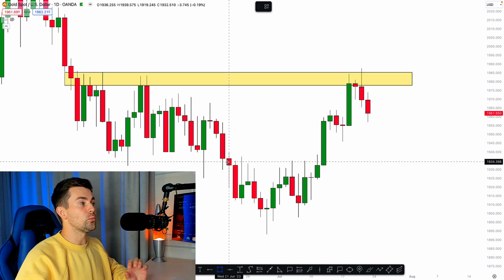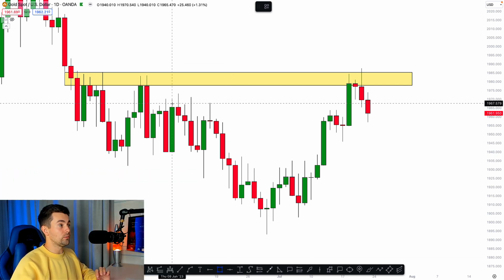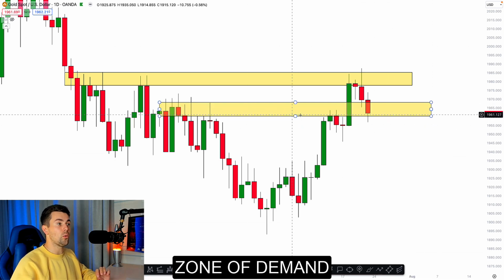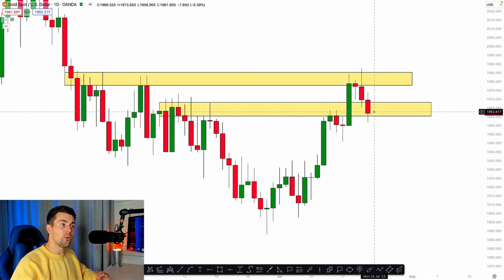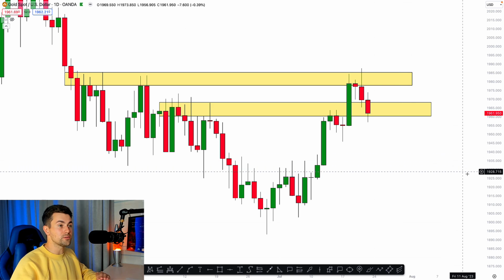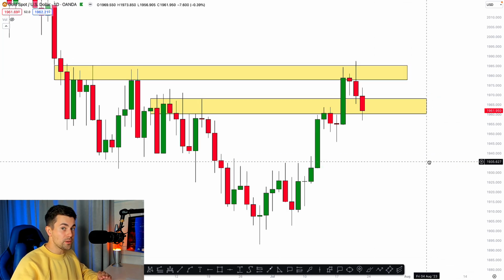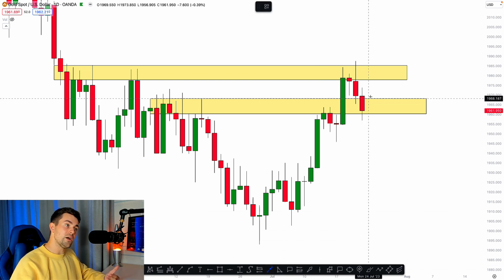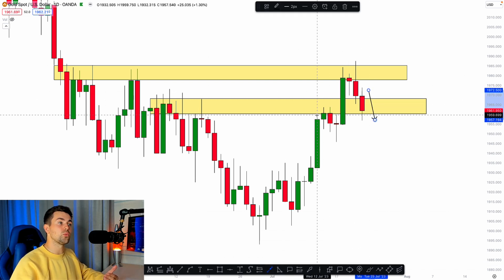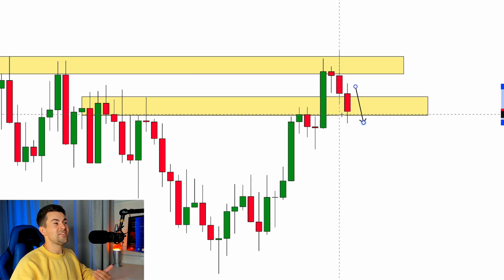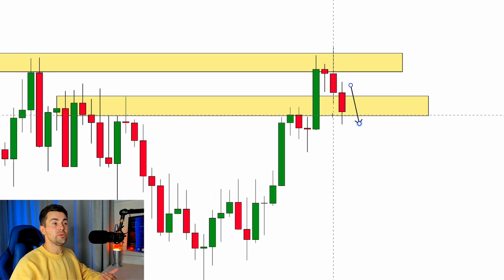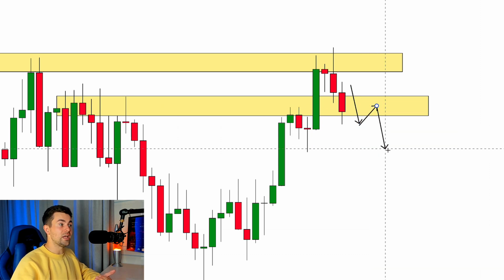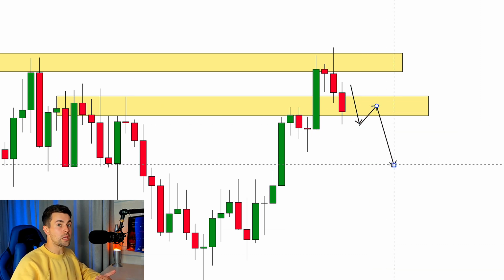Here is what I see. First of all, we should underline that horizontal zone of demand. That is a very important support that the market is currently approaching. If you are bearish, if you are looking for a bearish confirmation, for now you should wait for a bearish violation of that structure. If the daily candle closes below that, it will be a very strong bearish signal, and most likely gold will keep falling.